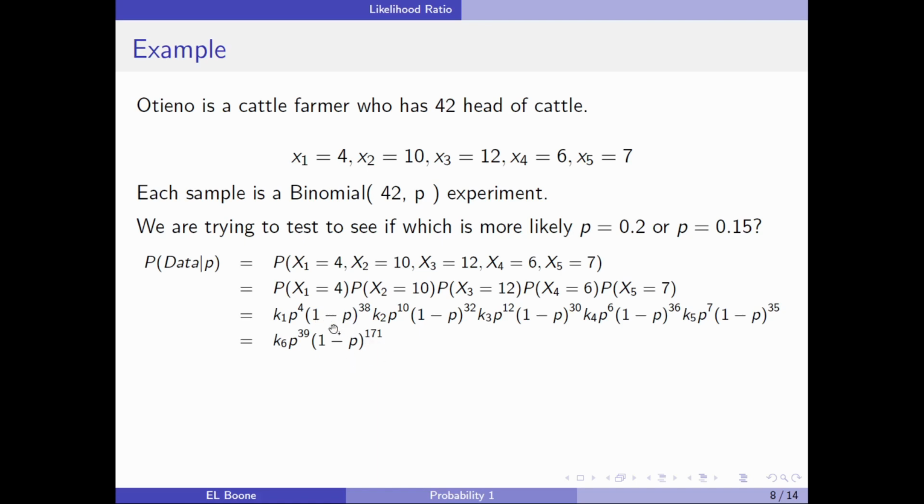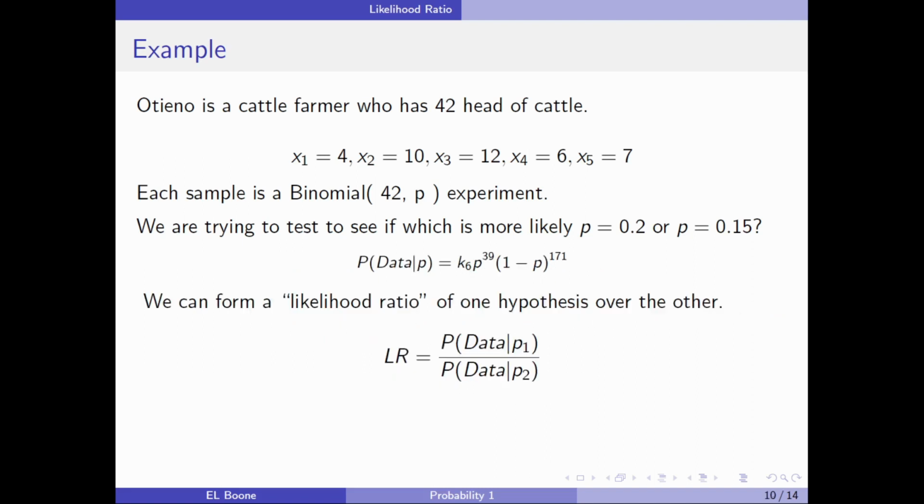So we've boiled it down to this little formula right here. We can use the same formula for both situations, because all we have to do is change P and see which one is more likely. Well, in order to see which one's more likely, let's form a ratio instead of looking at these numbers, because these numbers are ridiculously small.